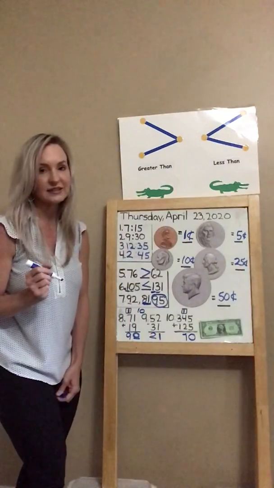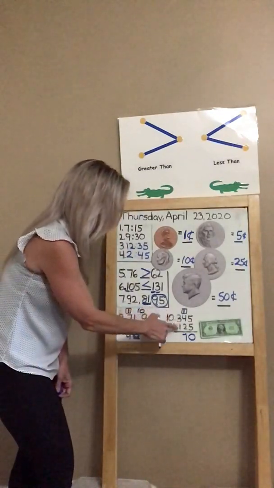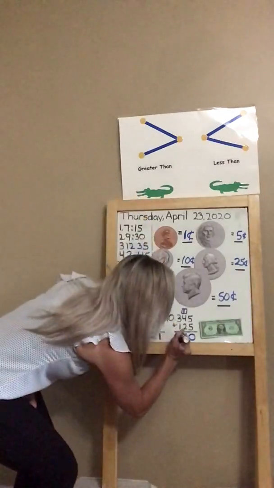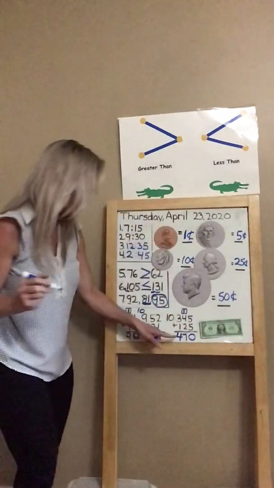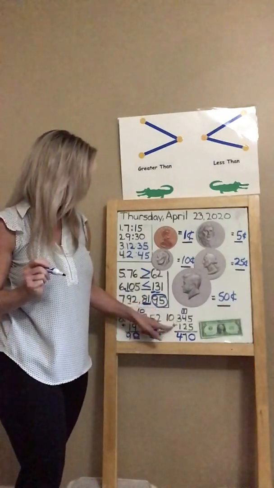Am I done? No, I'm not. I still need to look at my hundreds place. 3 plus 1 equals 4. Did you get the same answer that I got? 345 plus 125 equals 470.